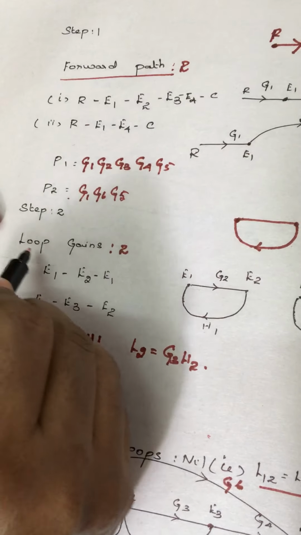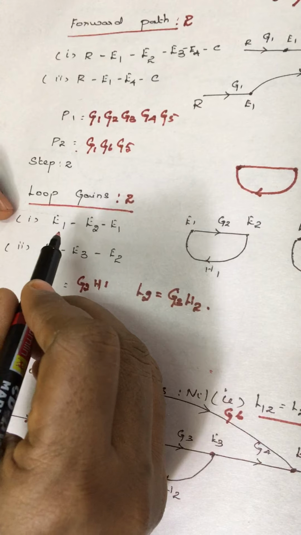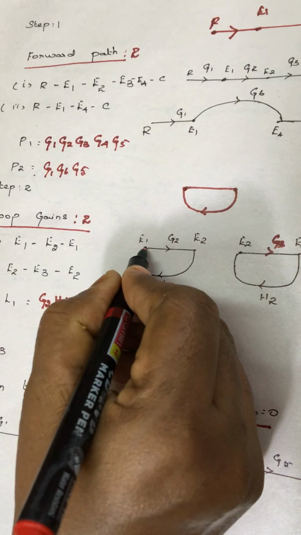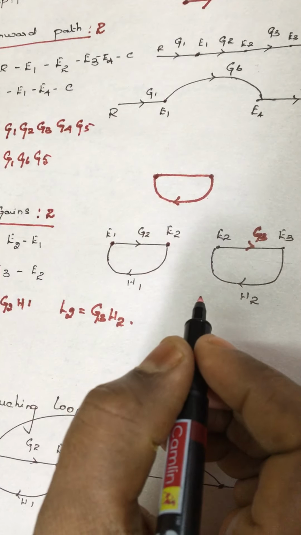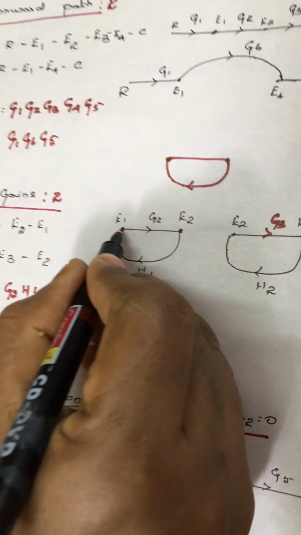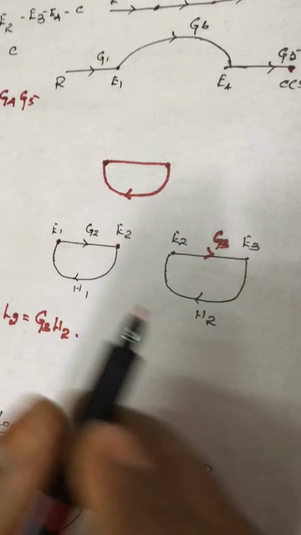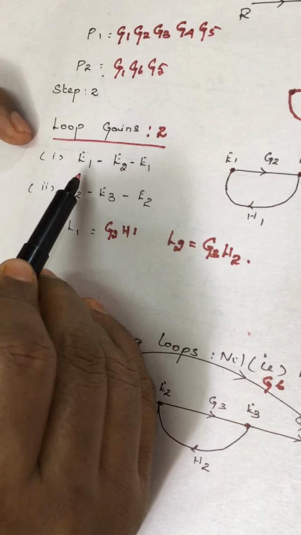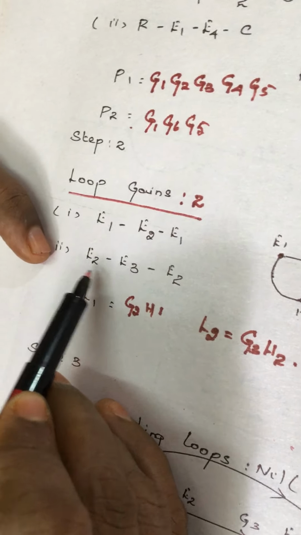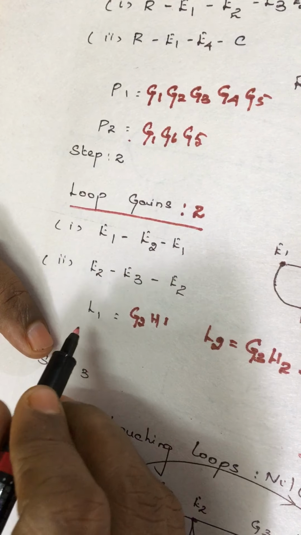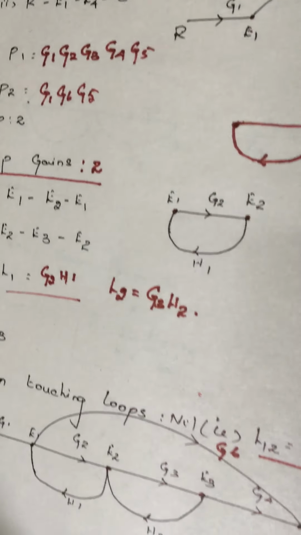And next step, we are supposed to find out the loop gains. Here we have two loop gains. How do we say this is a loop gain? That is nothing but which starts from one node, moves towards another node and returns to the same node, is known as the loop. Here we have two loops. One starts from E1 to E2 to E1 and next is E2, E3 to E2. Here we obtain the loops as L1 is equal to G2H1, L2 is equal to G3H2.